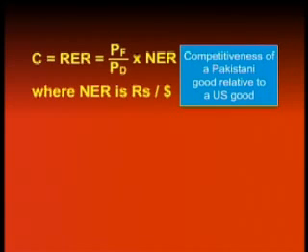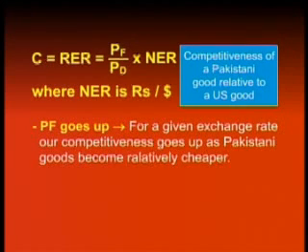Why is it a measure of competitiveness? It is quite simple to see. Look at what happens when the price of foreign goods increases in this formula. That is, PF goes up. What happens to competitiveness? When PF goes up, that is, it's expensive to produce the goods in the US, the Pakistani goods become cheaper.